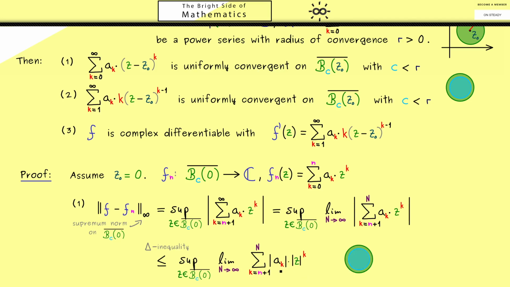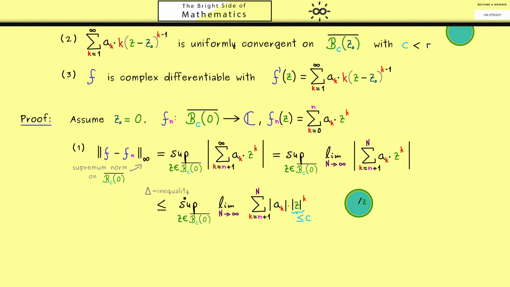So what we can use now is that the point z lies inside the closed ball with radius c. Hence the length of this point, the absolute value of z, is not greater than c. So we know we have a nice bound here. This is less or equal than c. Okay, so this is a nice result because now we can omit the supremum here because there's no z involved anymore. Hence, what we get is a power series that starts with n plus 1 of the absolute value of ak times c to the power k.